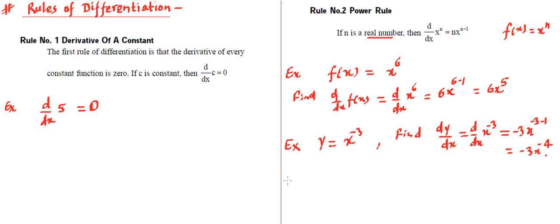Let's take one more example. If somebody says find d upon dx of 1 by x. If the function is given as 1 by x, what we are going to do is convert it into a form that looks like the formula we have written over here.